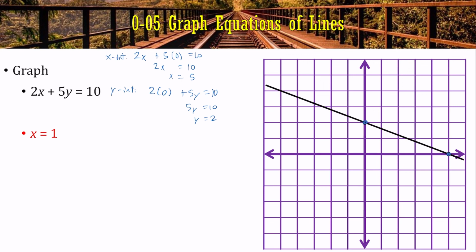All right, x equals 1. Find a point where x is 1, and it is a vertical line. And then we have y equals negative 4. This is y equals, so it is horizontal. So you find negative 4 on the y and draw a horizontal line.